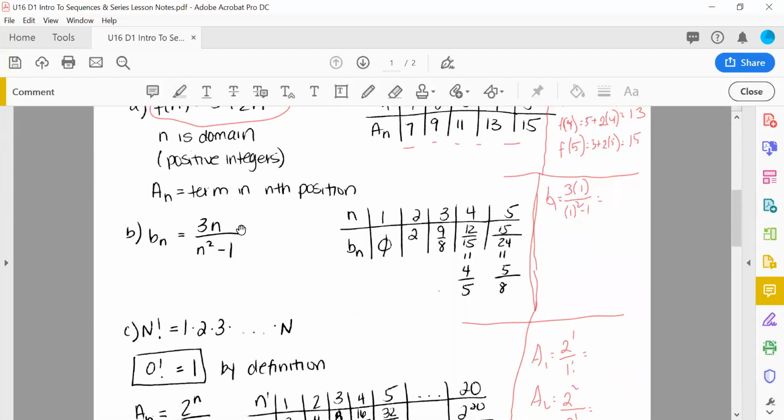Here's another sequence. B sub n equals 3n divided by n squared minus 1. Why is the first undefined? Notice why I said the range could be all the real numbers unless there are restrictions. Well, if I plug in a 1 for n here and here, I get 3 times 1, which is 3, and then 1 squared, which is 1, minus 1, which is 0. 3 divided by 0 is undefined. Other than that, you plug in n and you will get all of these fractions. And as you see with Mrs. Middleton, make sure you reduce all fractions. That's it. Plug it in, plug it in.